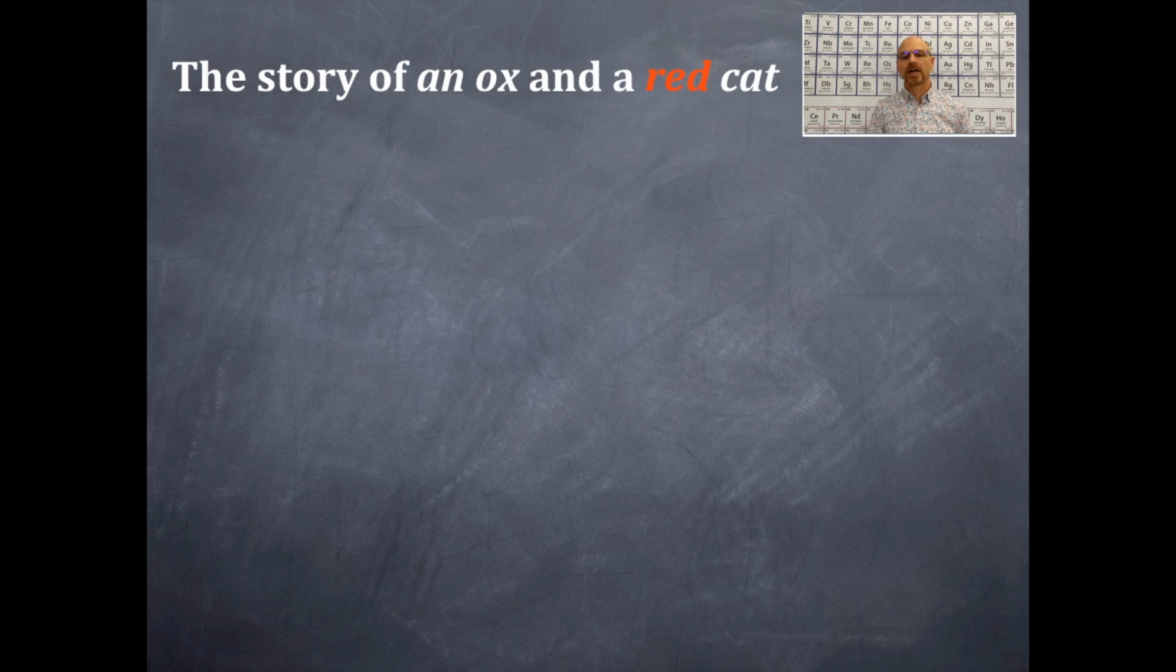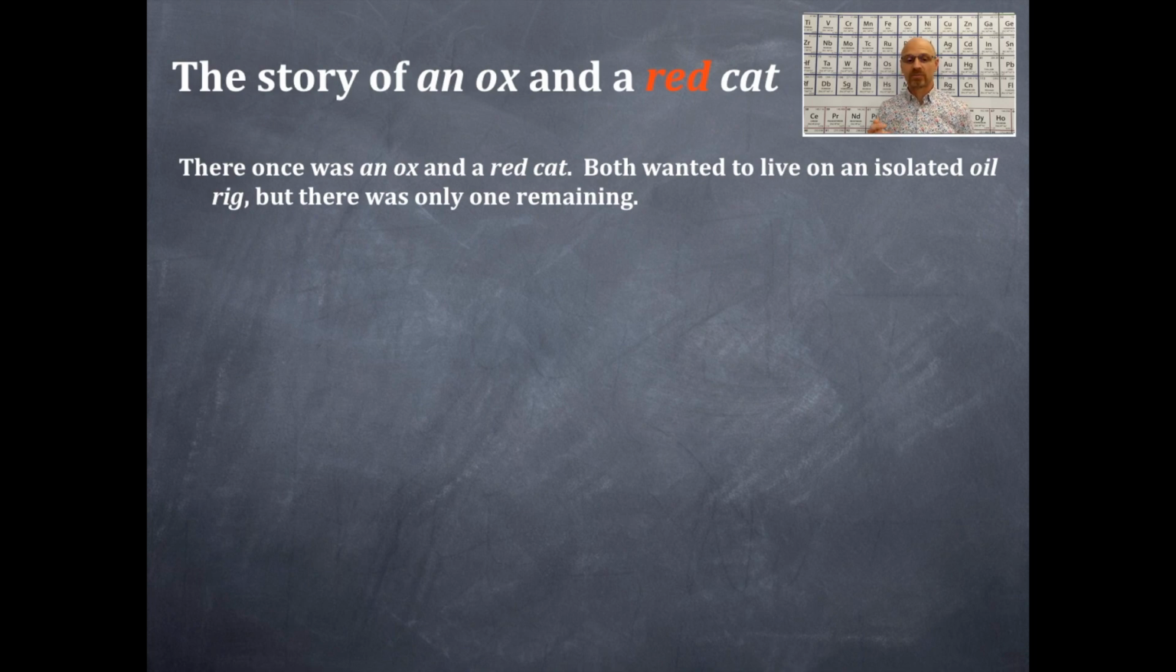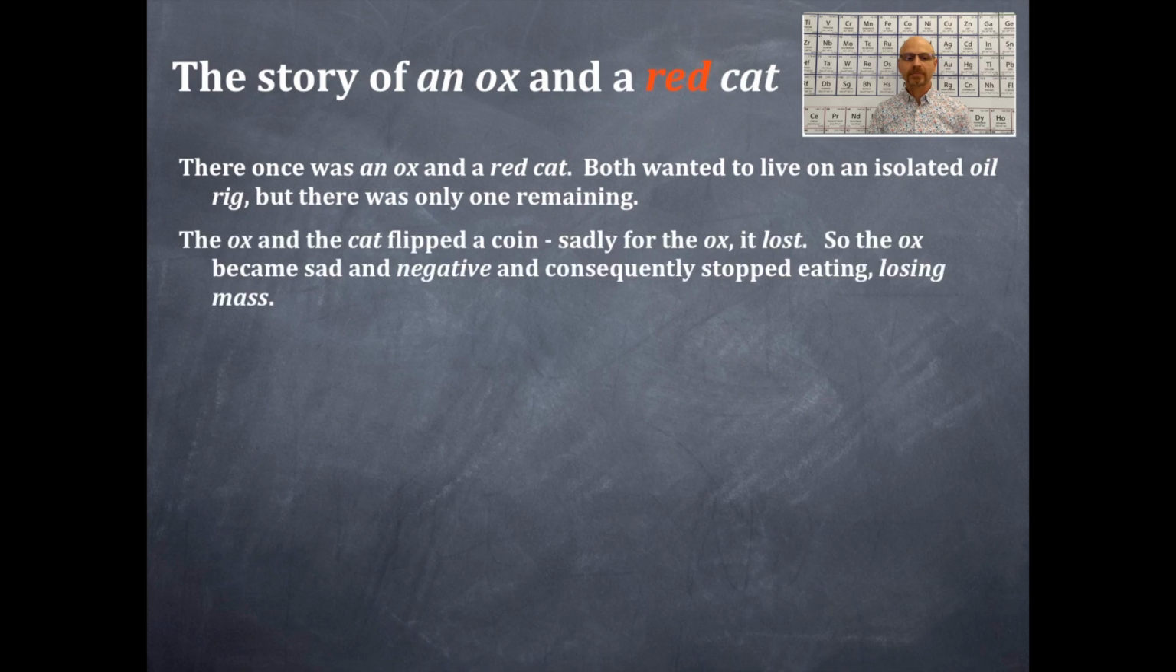And here is a story of an ox and a red cat. It's an ox, like oxidation, anode. And a red, of course, reduction, and a cathode. So red cat, cathode, and reduction go together. So there was once an ox and a red cat. Both wanted to live on an isolated oil rig, but there was only one spot remaining. The ox and the cat flipped a coin. Sadly for the ox, it lost, because it's oxidation, and it lost.